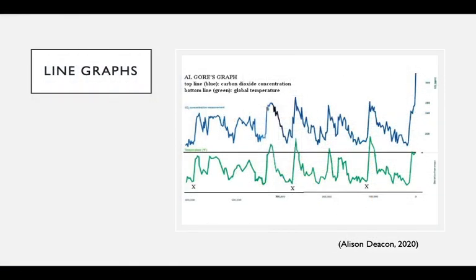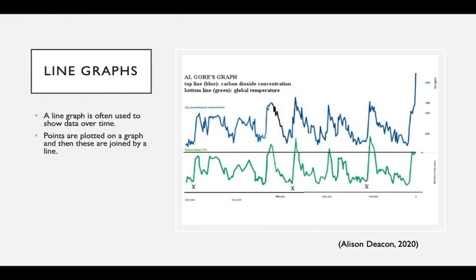So as well as straight line graphs, we have line graphs. A line graph is often used to show data over time. Points are plotted on the graph and these are joined together by a line. It's not a single line, it's not a straight line, it'll be a series of lines connecting each point.